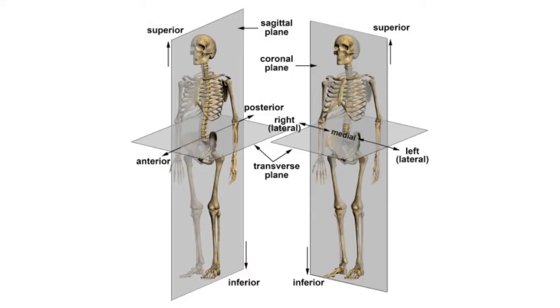Here's an illustration that identifies not only the anatomical terms which we just talked about, such as medial, lateral, anterior, posterior, superior, inferior, but you can also see the sagittal plane, you can see the transverse plane, and you can see the coronal or frontal plane.